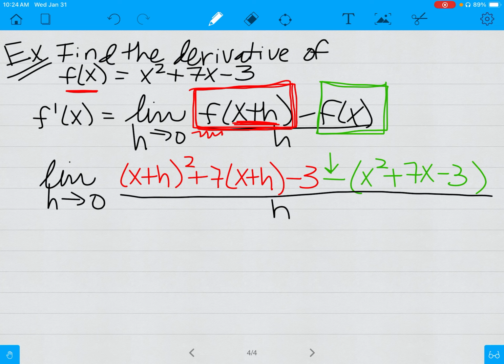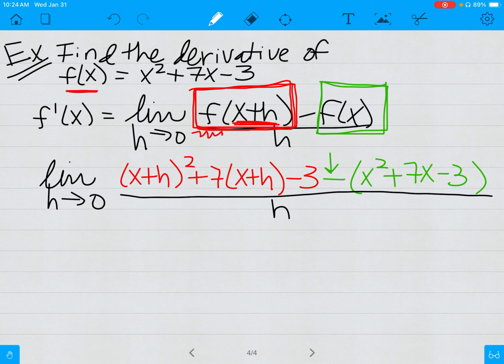So this is the first step. This is just setting everything up. And technically at this point, this thing that we've found represents the derivative. But in order for it to be the derivative, we need to simplify the expression as much as possible and then apply the limit as h approaches 0. And once we've done all of that, then we have found the derivative.